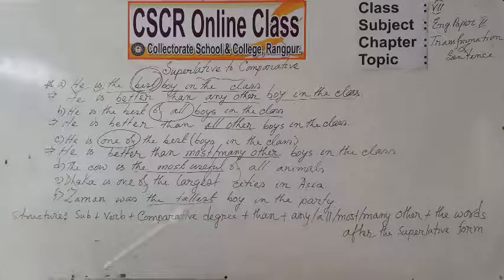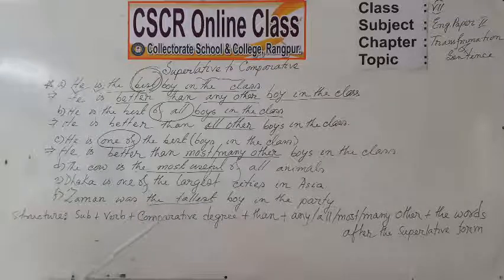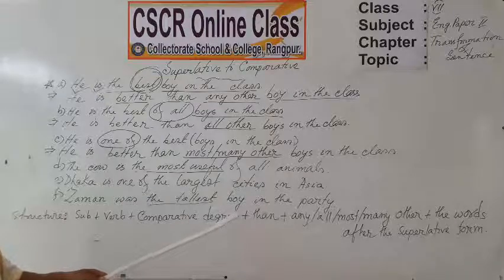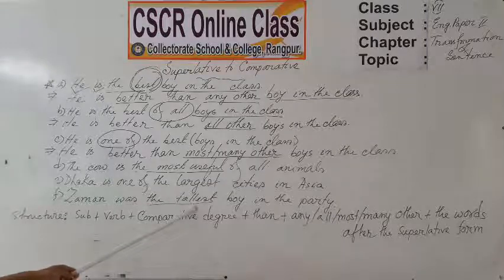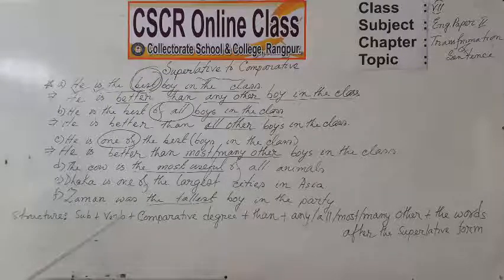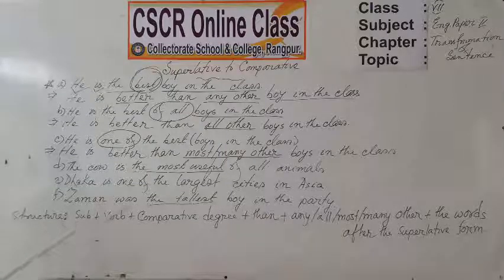Dear students, again look at the sentence. Suppose the sentence is Jaman was the tallest of all boys in the party. Then you will write Jaman was taller than all other boys in the party. If the sentence has one of, that means Jaman was one of the tallest boys in the party, then the answer will be Jaman was taller than most other boys or many other boys in the party.